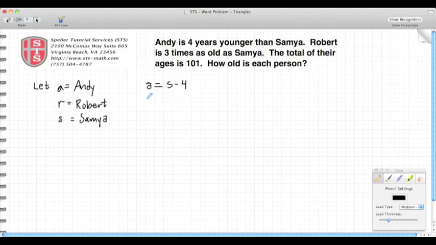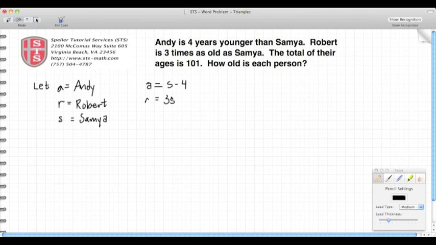Our next sentence deals with Robert. And it says that Robert is 3 times as old as Samaya. Well, we know Samaya's age is just S. Again, Samaya's age is just S, but we know Robert is 3 times as old, so he has to be 3 times whatever S is. So Robert is equal to 3S.